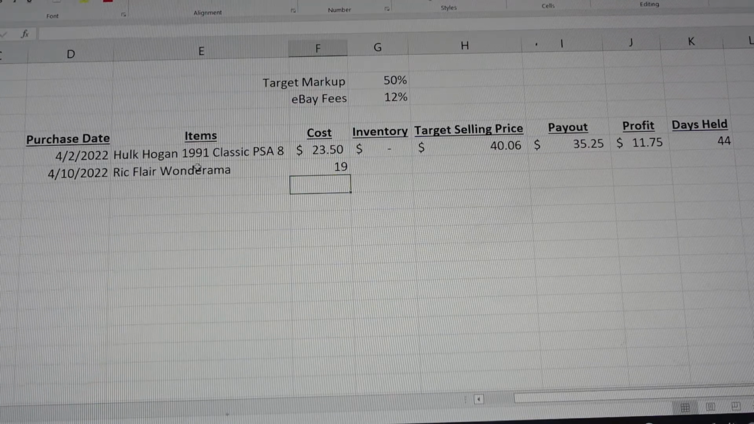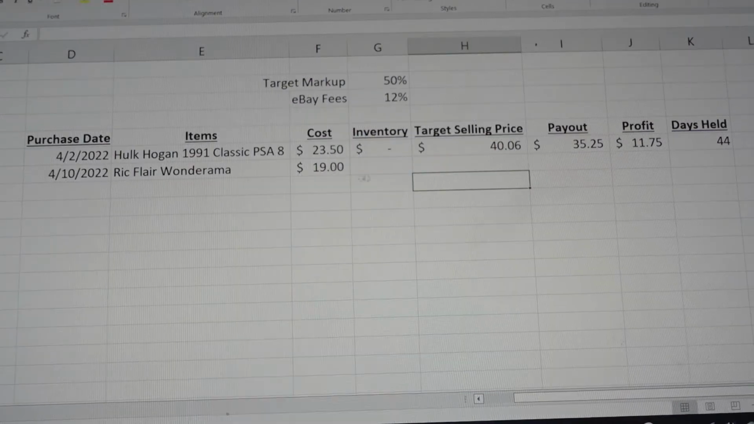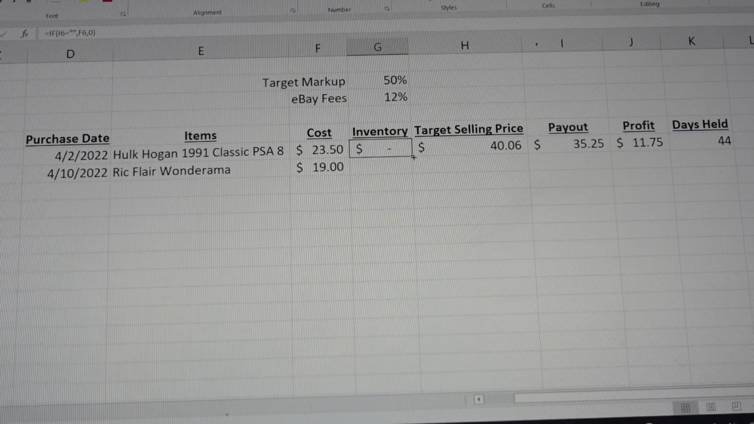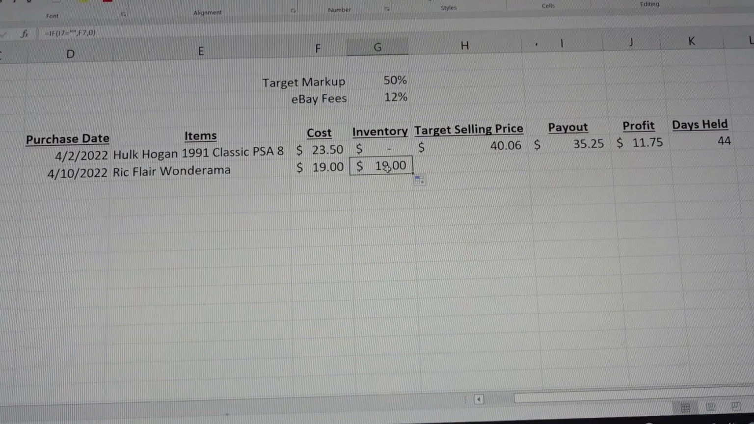Now for this one here, notice it's not formatted well. I like to just use this $ sign up in the Excel workbook itself. That gives me a nice format for money. Inventory, I'm actually going to take this cell and copy it down. So now you notice that the inventory is $19 because I have not sold it yet.